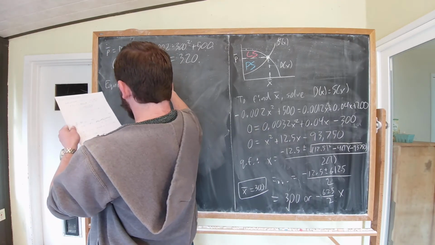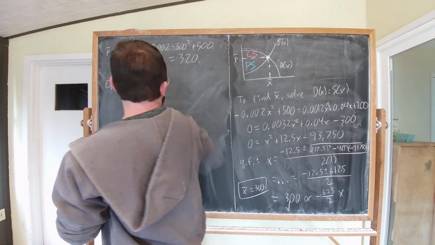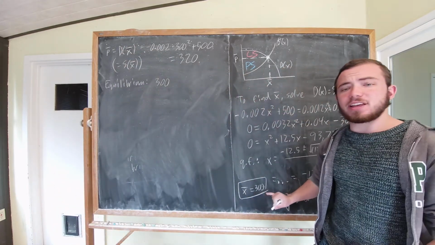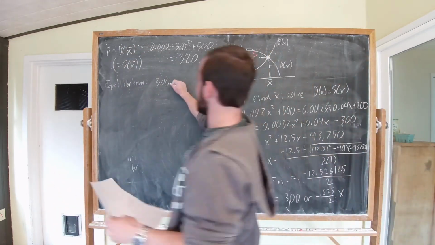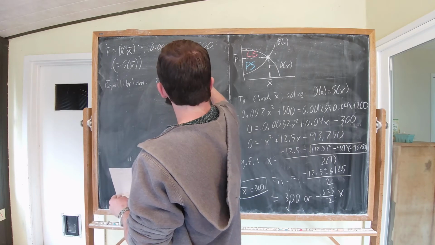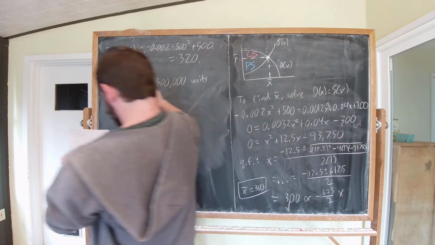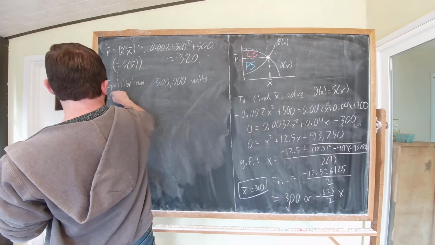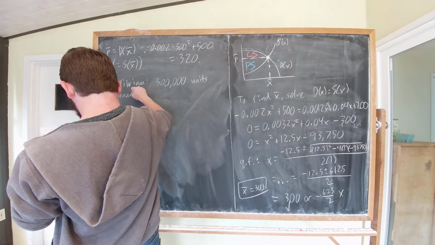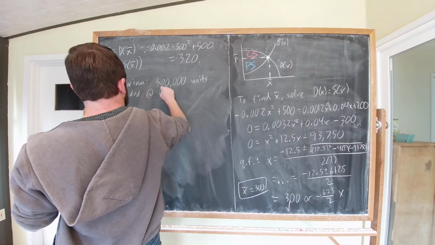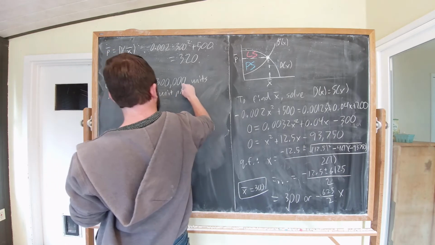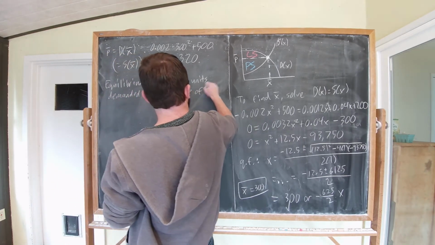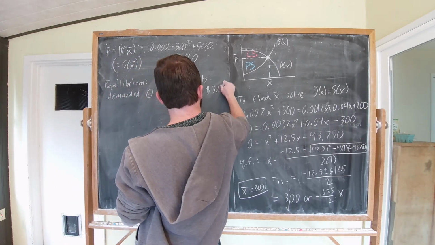Alright, so that's our equilibrium market state. x bar is 300, and remember, x is measured in units of 1,000, so we really have 300,000 units demanded at a unit price of $320.